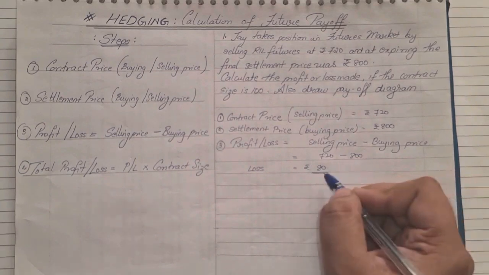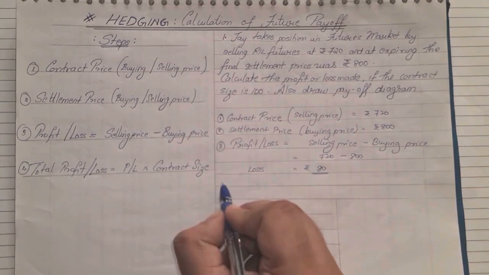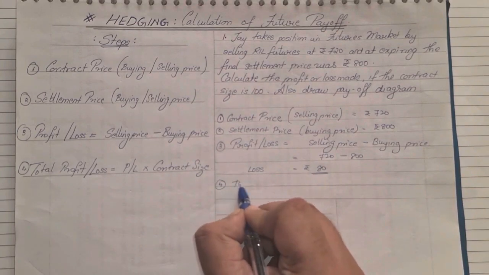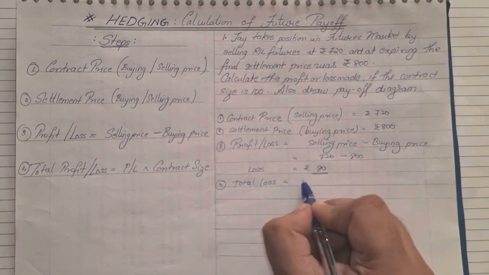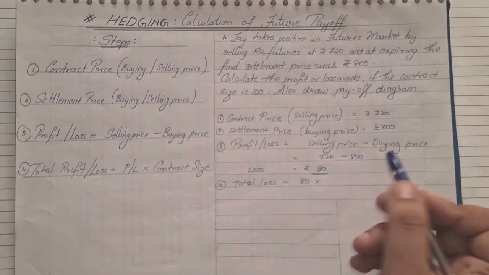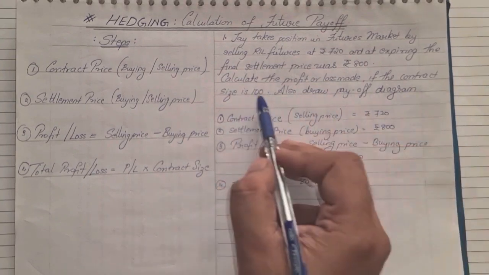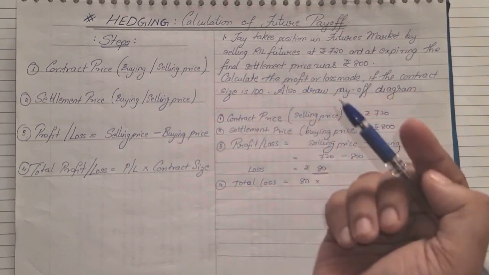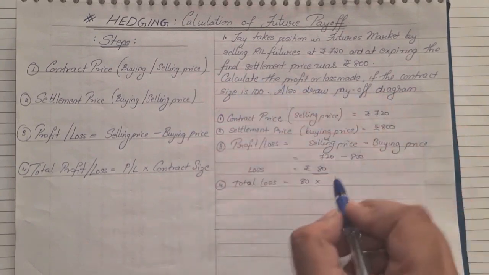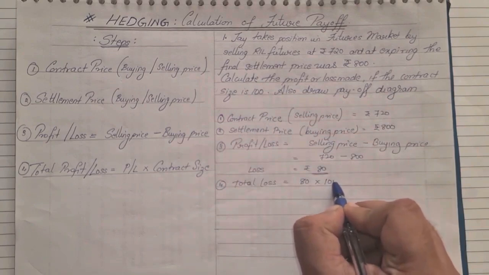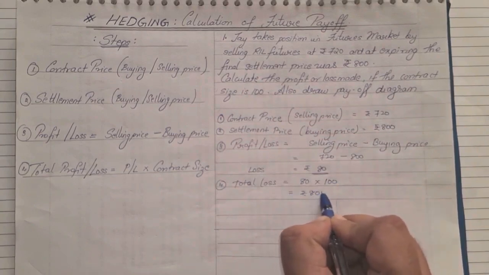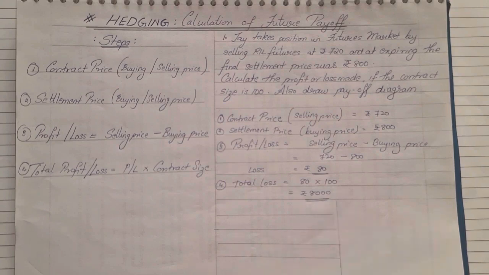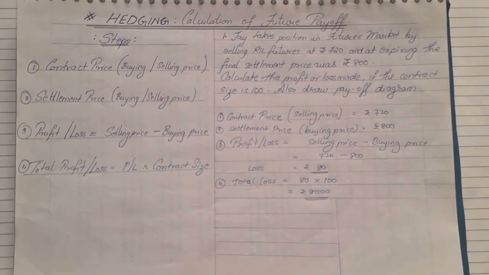This is a loss on one contract. Now we need to find lastly the total loss. The total loss will be loss per contract into the number of contracts. Here the contract size is given. They have taken only one contract, but that one contract size is of 100 units. So it will be 80 into 100, which is rupees 8,000. So our total loss in this particular sum was rupees 8,000.